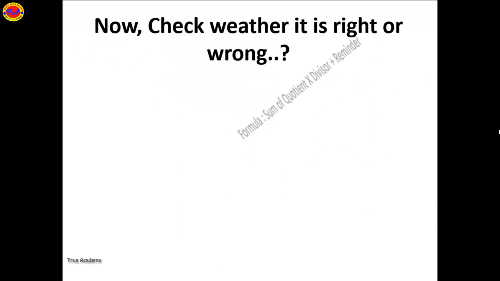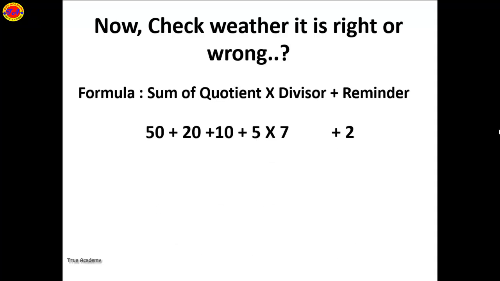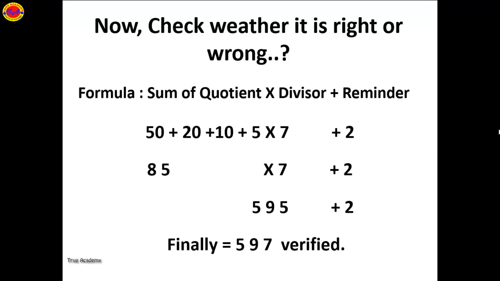So now let's check whether it is right or wrong. Formula: sum of quotient into divisor plus remainder. 50 plus 20 plus 10 plus 5 into 7 plus 2. 50 plus 20 plus 10 plus 5 gives you 85. So 85 into 7 we get 595, and plus 2, so 597. It is verified.